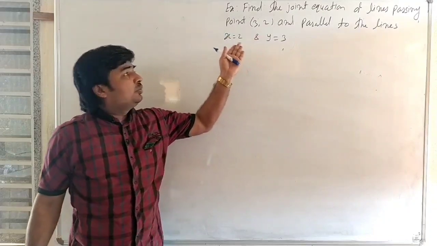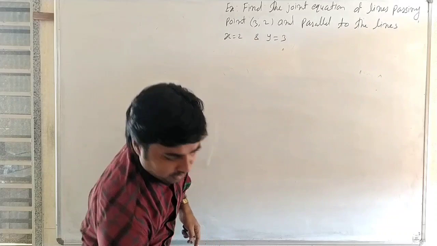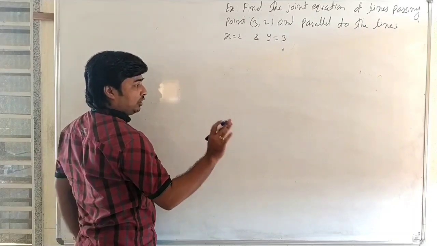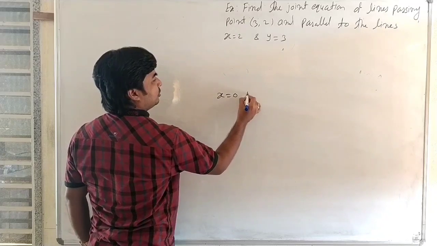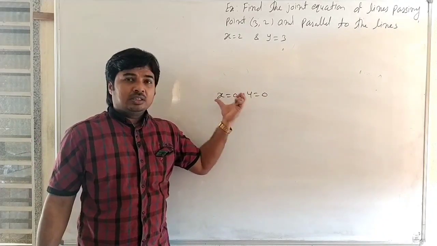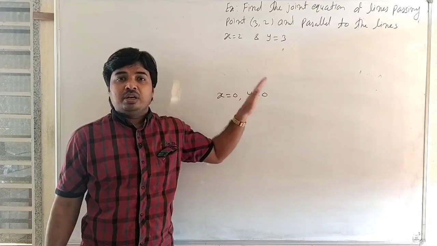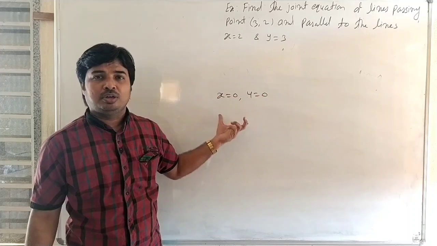In the example, find the combined equation of the coordinate axes. Therefore, the equations of the coordinate axes are x equal to 0 and y equal to 0. Find the combined equation of the coordinate axes. x equal to 0 and y equal to 0 are the equations of the coordinate axes.